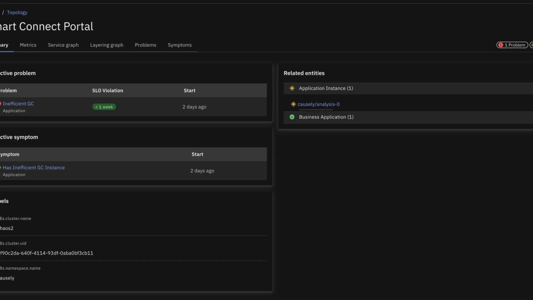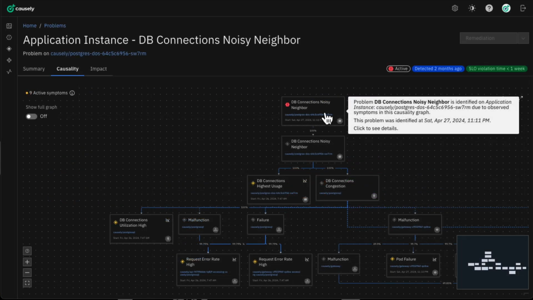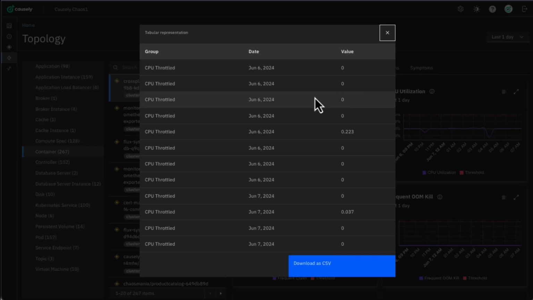At Causal, we believe the overwhelming alerts should be consumed by software, and root cause analysis should be conducted at machine speed. Our Causal AI platform automatically associates active alerts with their root cause, drives remedial actions, and enables review of historical problems, plus predictive views of potential ones. Let's see how it works.